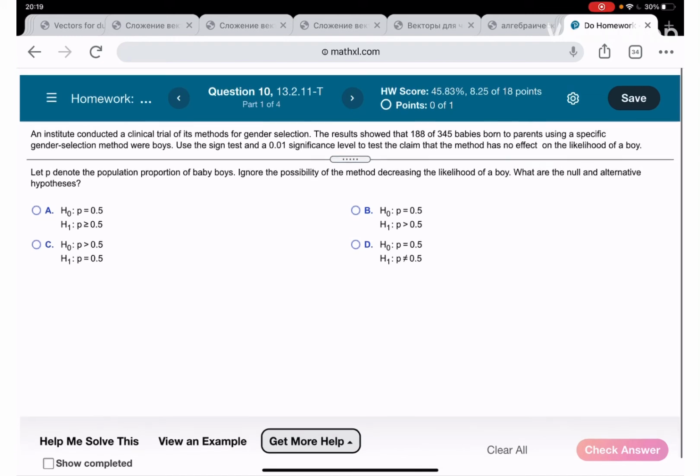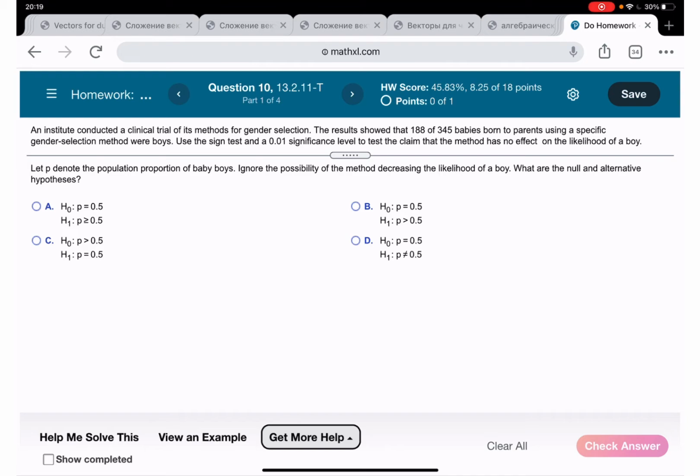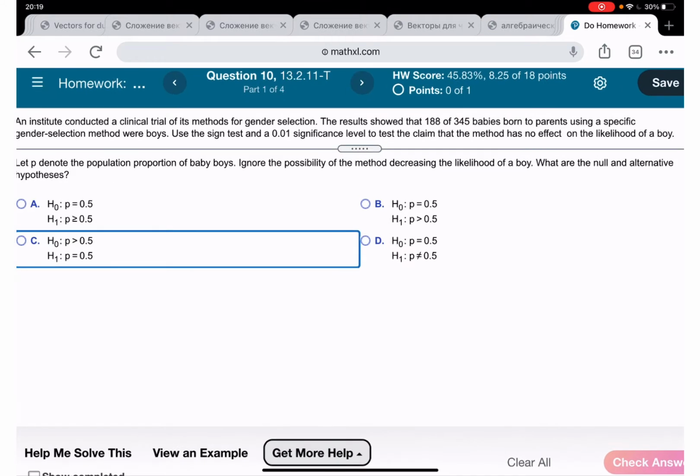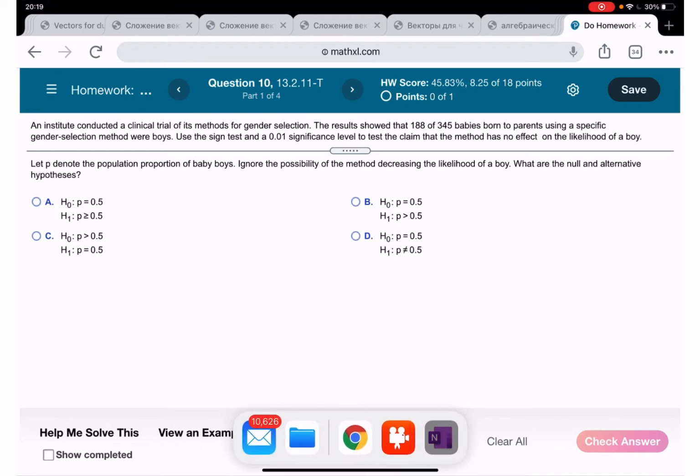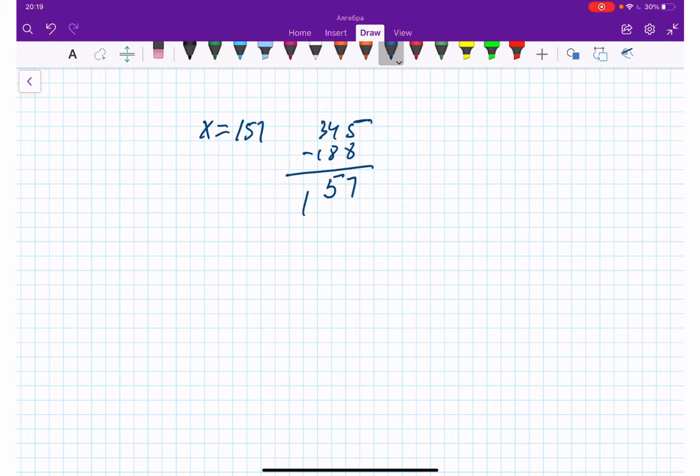Okay, question number 10. An institute conducted a clinical trial of its method for gender selection. The results showed that 188 of 345 babies born to parents using a specific gender selection method were boys. I already wrote down 188 and 345 and subtracted. So 157 is the smaller one, it's going to be our x, right?